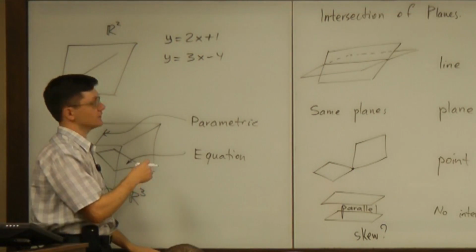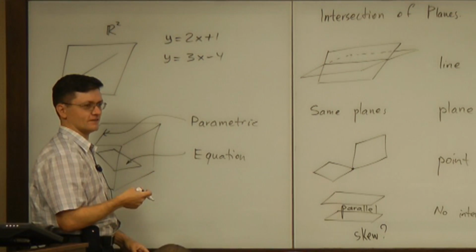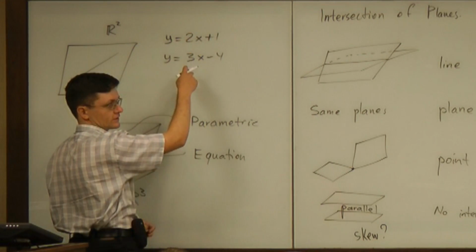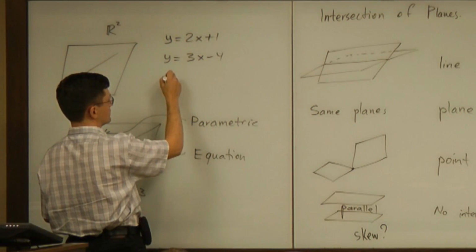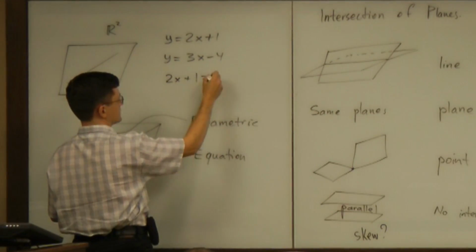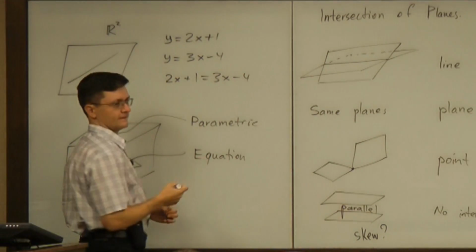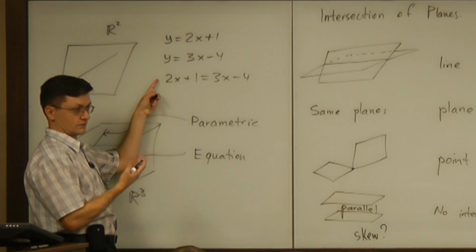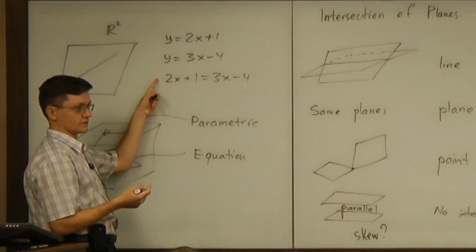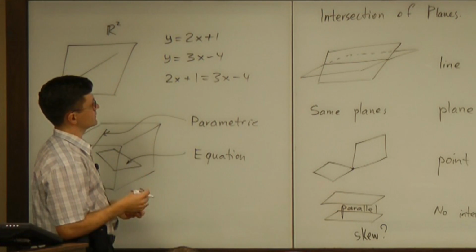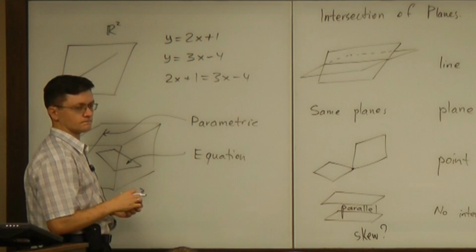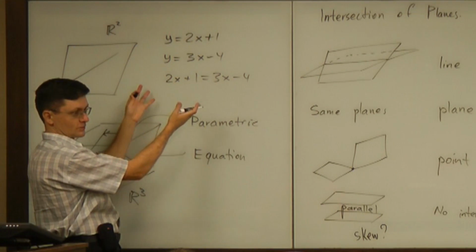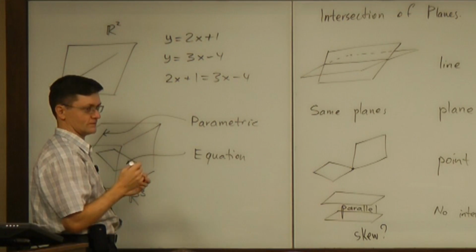Let's leave them like this. So you just set the right-hand sides equal. So you equate the right-hand side, like 2x plus 1 equals 3x minus 4. And then what? What do you do with this equation? Is that the equation of a plane? You solve for x. Right? Okay. Do we all agree that that's what you do to find the intersection?